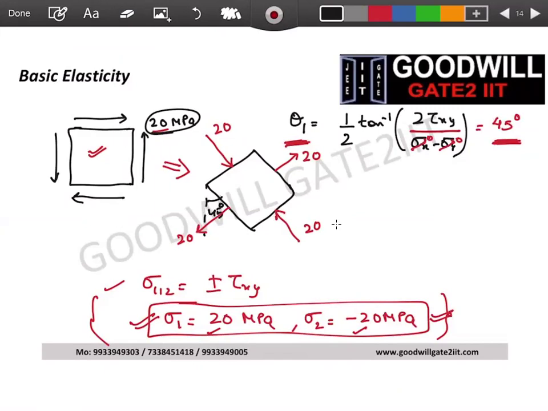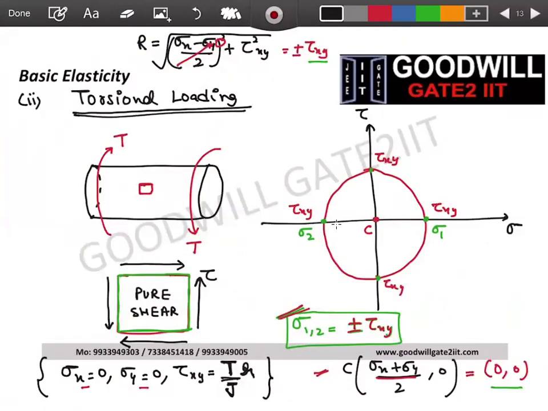Don't worry about that. The only thing you need to understand here is if sigma x is 0, sigma y is 0, and tau xy is a non-zero number, then how the Mohr circle looks like. So for pure shear, how the Mohr circle looks like. The shear stress value can be 100, 20, 50, minus 20, it can be anything. Don't worry about that. Is it okay? Clear, Rohit? Okay.